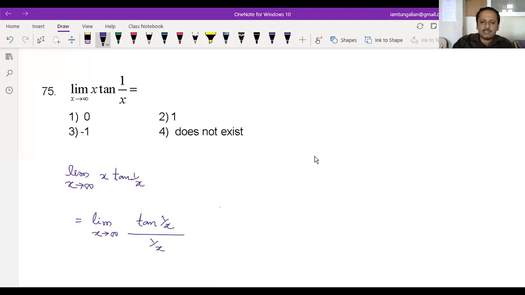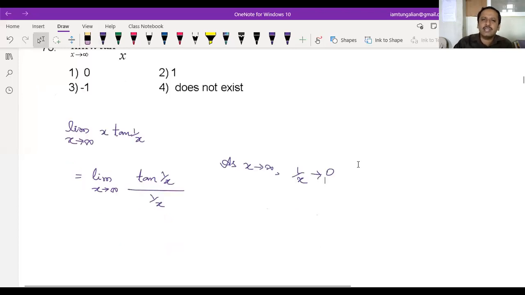Now, as x tends to infinity, what will happen to 1 by x? When x tends to infinity, 1 by x will tend to 0. So now this problem is as good as limit theta tends to 0, tan theta by theta. Limit theta tends to 0, tan theta by theta is equal to 1. So limit x tends to infinity, tan 1 by x divided by 1 by x will be equal to 1. So that 1 is the answer, which is the second option.